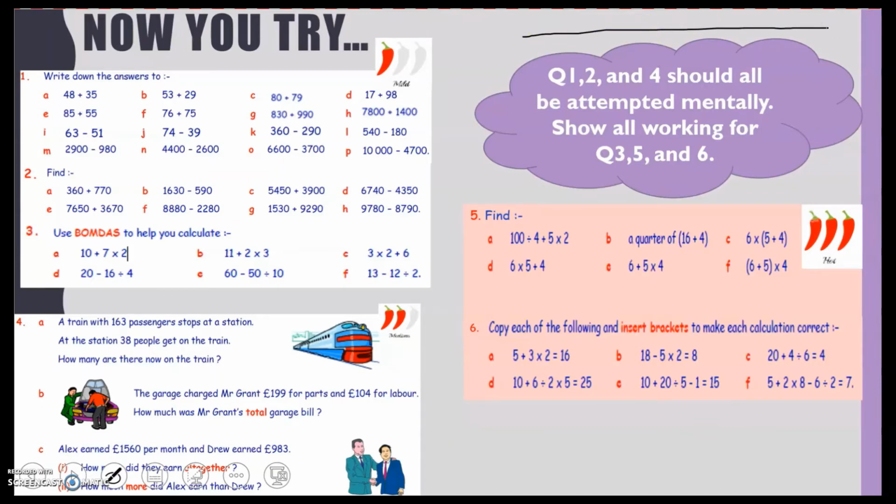1, 2 and 4 should all be attempted mentally. So I wouldn't expect to see any working, and certainly no calculator. You're trying to do this in your head. If you are struggling to carry numbers or think about how to add it in your head, I would then expect you to try it with working. Absolutely no calculator for this exercise here. I've then said that you must show your working for 3, 5 and 6. So 3, 5 and 6 all require you to use BODMAS, so those examples I would want to see working for.